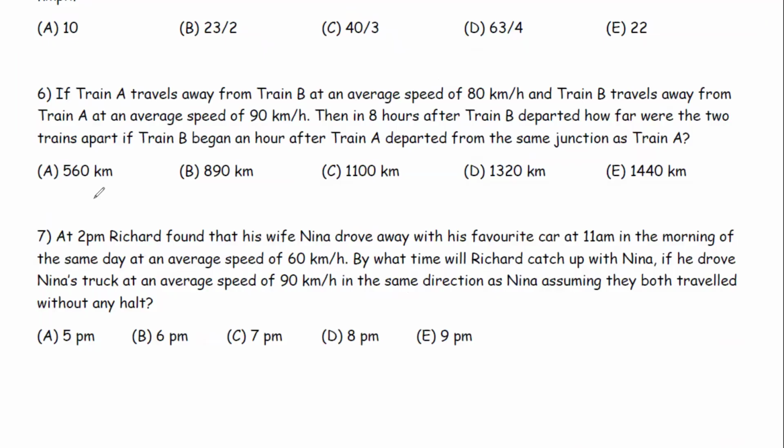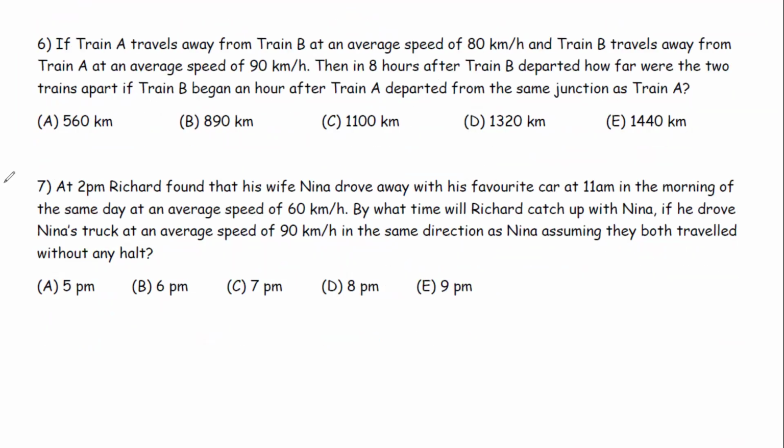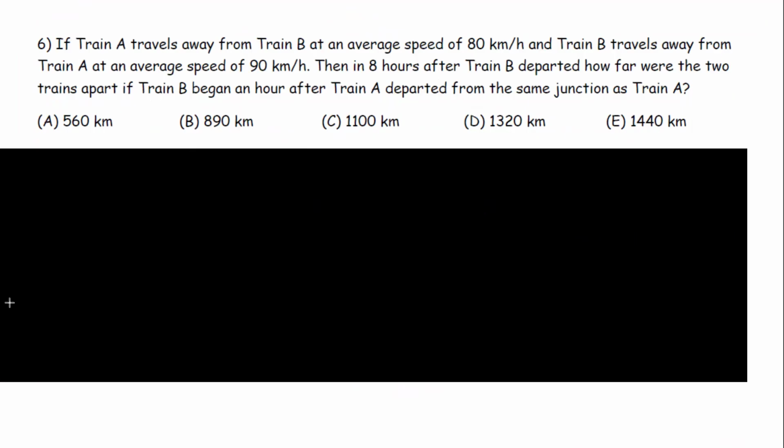So question number 6. What do we have? We have train A that travels away from train B at an average speed of 80 kilometers per hour, and train B travels away from train A at an average speed of 90 kilometers per hour. Then in 8 hours after train B departed, how far were the two trains apart if train B began an hour after train A departed from the same junction as train A? So it's a very wordy question. I intentionally did that to confuse you.